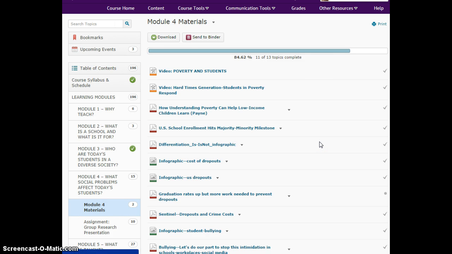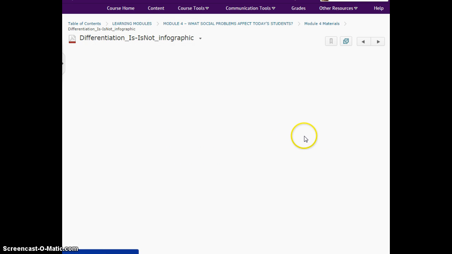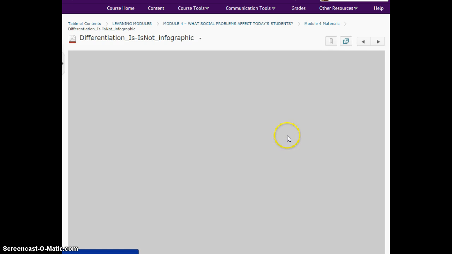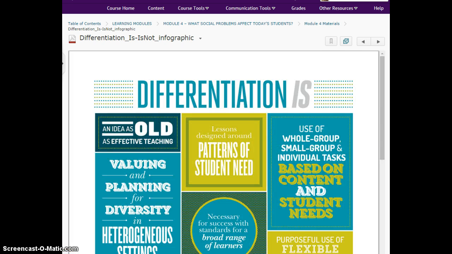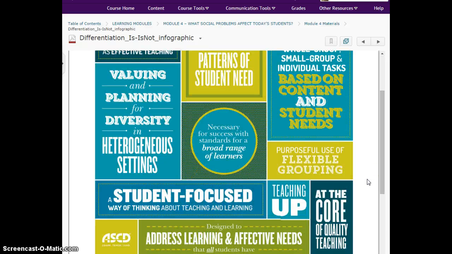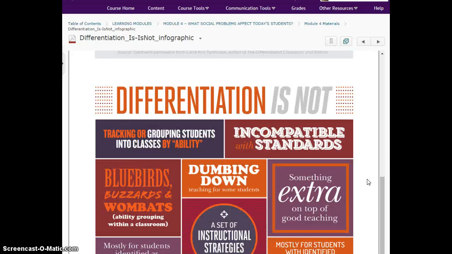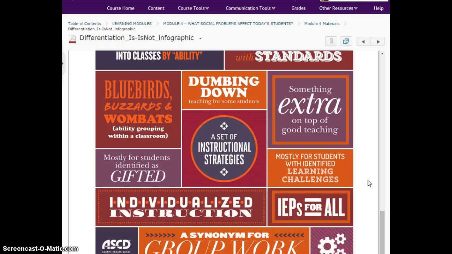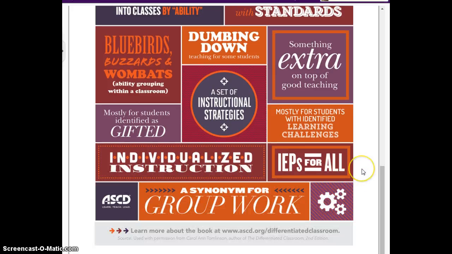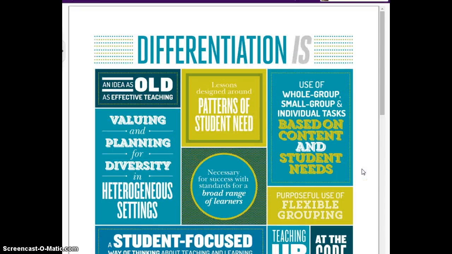We have an infographic on differentiation. Again, this is covered in the quiz. The first part of the infographic tells you what differentiation is, and then the second part of it tells you what differentiation is not. So be sure to take a look at this infographic and get a sense of the distinction between what it is and what it isn't.